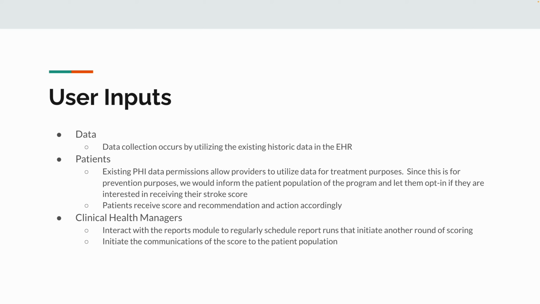When the patients receive their risk score and their recommendation, we can expect them to also act accordingly, and the practices will need to be ready for that. The clinical health manager's inputs would be interacting with the reports module to regularly schedule the report runs, to initiate another round of scoring, and then also to initiate the communication of the score to the patient population. And finally, to also be ready to receive the patients' communication back in on what action they want to take based upon the risk score.